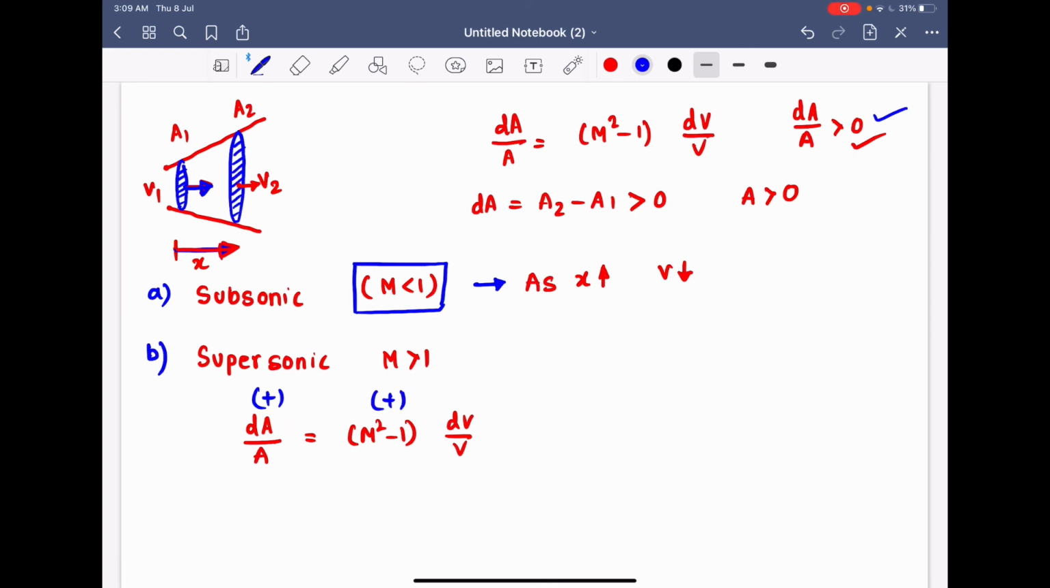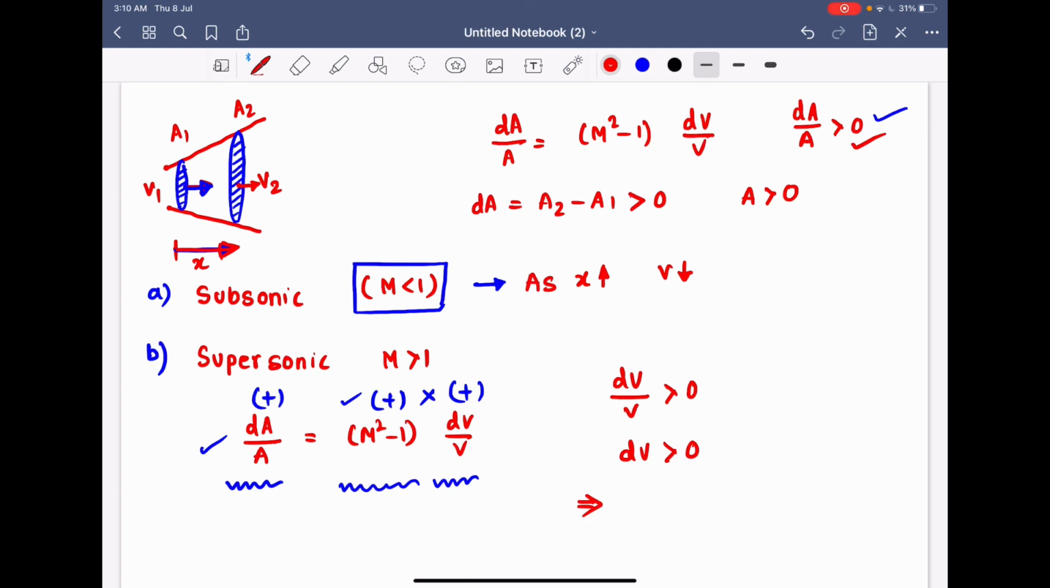Common sense, right? Now, on the left hand side we have a positive quantity. M square minus 1 is a positive quantity. So what do you need to multiply this with to get a positive quantity? Yeah, dV by V should be positive, right? Because positive times positive will be positive. dA by A is positive, M square minus 1 is positive, dV by V has to be positive. So dV has to be positive, right?